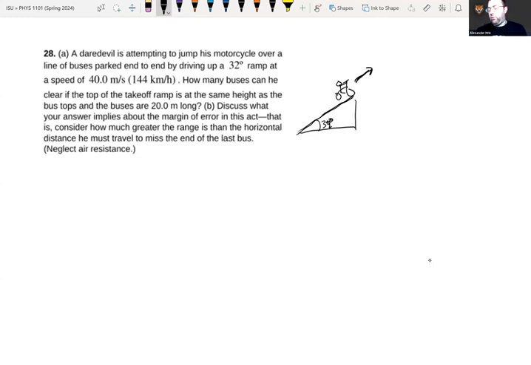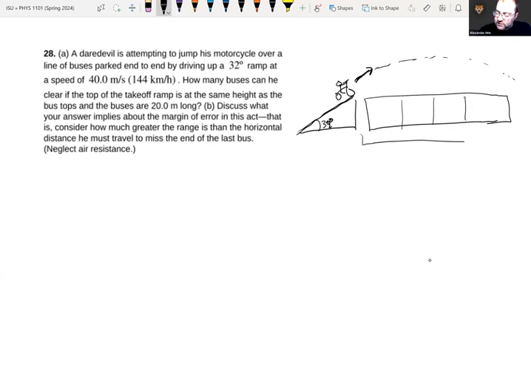Now we also know that once he leaves, basically what's going to happen is he's going to turn into a projectile. Now the idea here is that we have this long line of buses here. And so the question is asking how many buses? Now, fundamentally, all that's asking for is a delta x. The other thing it does tell us is that the bus height is the same as the ramp height. So basically, the problem effectively ends once he passes below his original height.